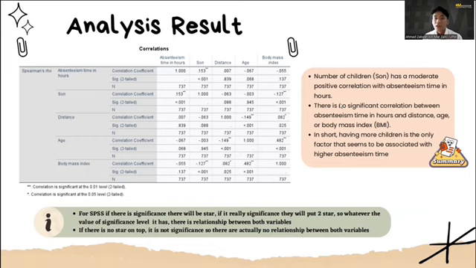There's no significant correlation between absenteeism time in hours and the other variables like distance, age, or body mass BMI. So in short, having more children is the only factor that seems to be associated with higher absenteeism time. So more children, more time absent.